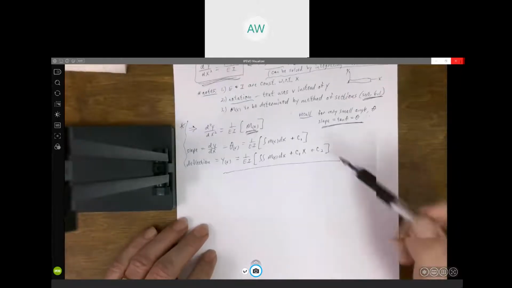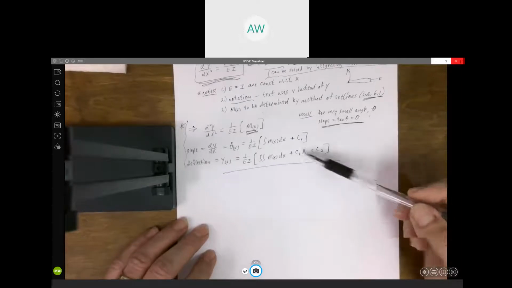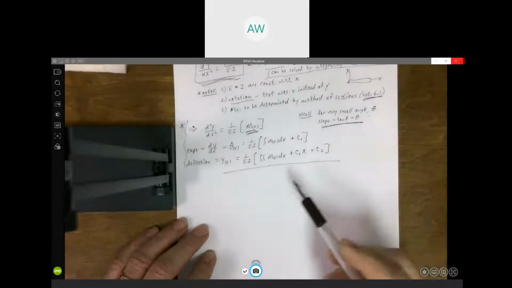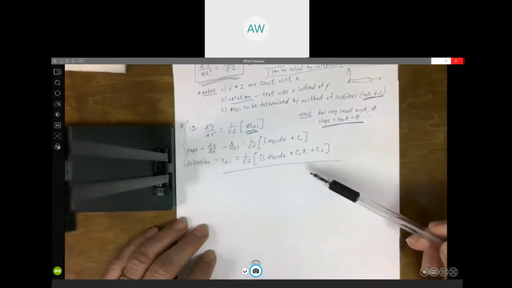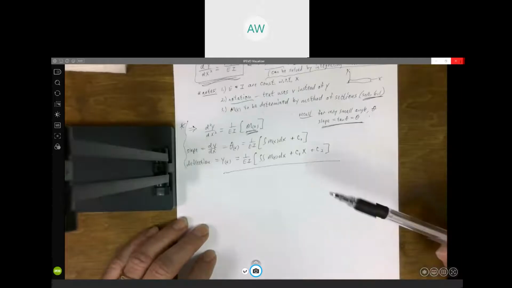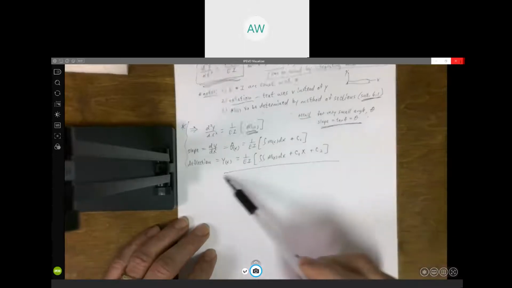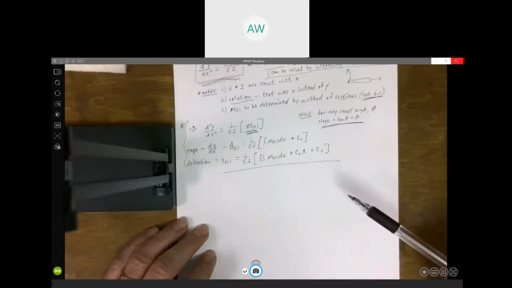Now, a little bit about the constants here, how we're going to go about finding those. But stop just a second. Any questions at this point? How we're going to go about finding our moment equation, and once we get the moment equation, how we integrate twice to get our deflection curve.